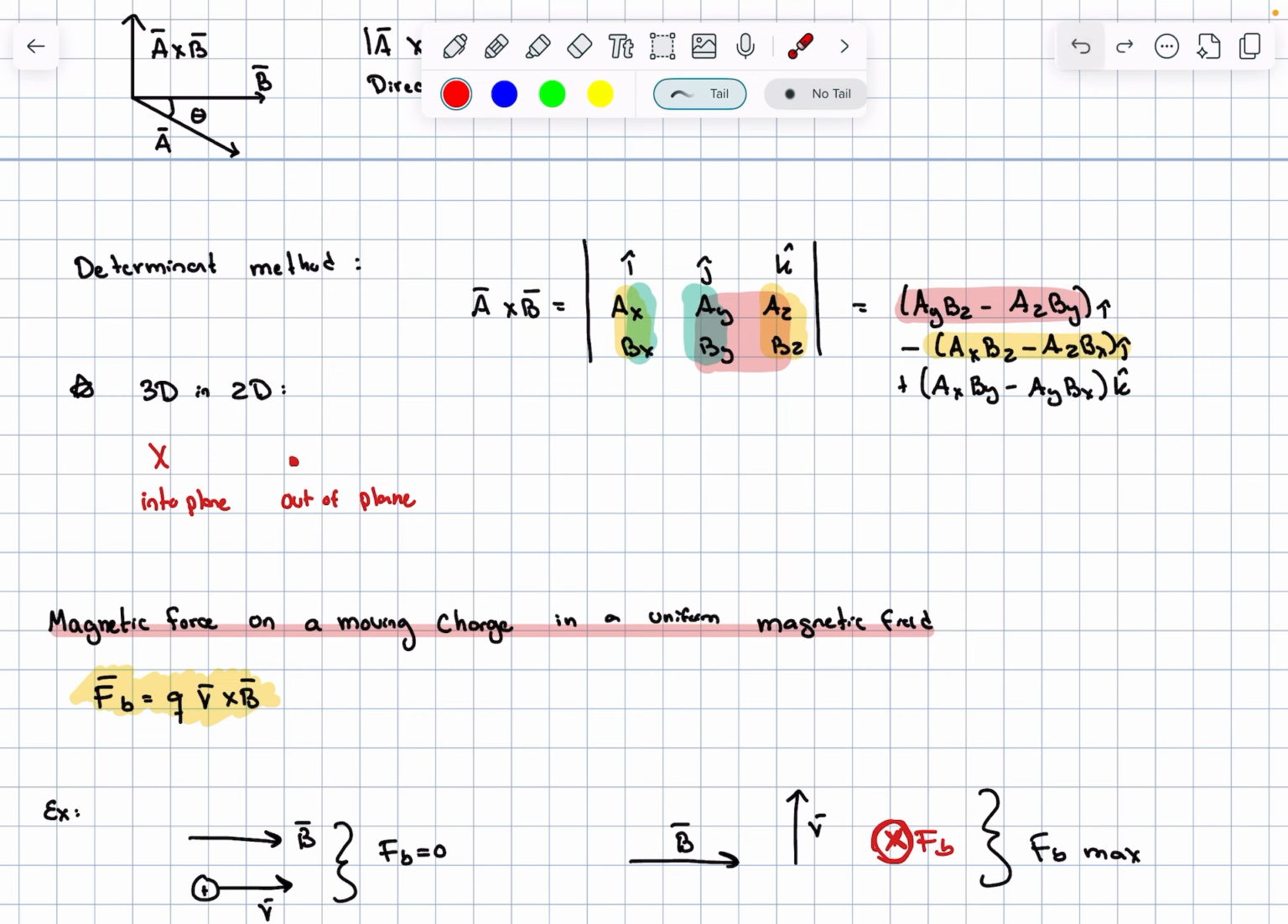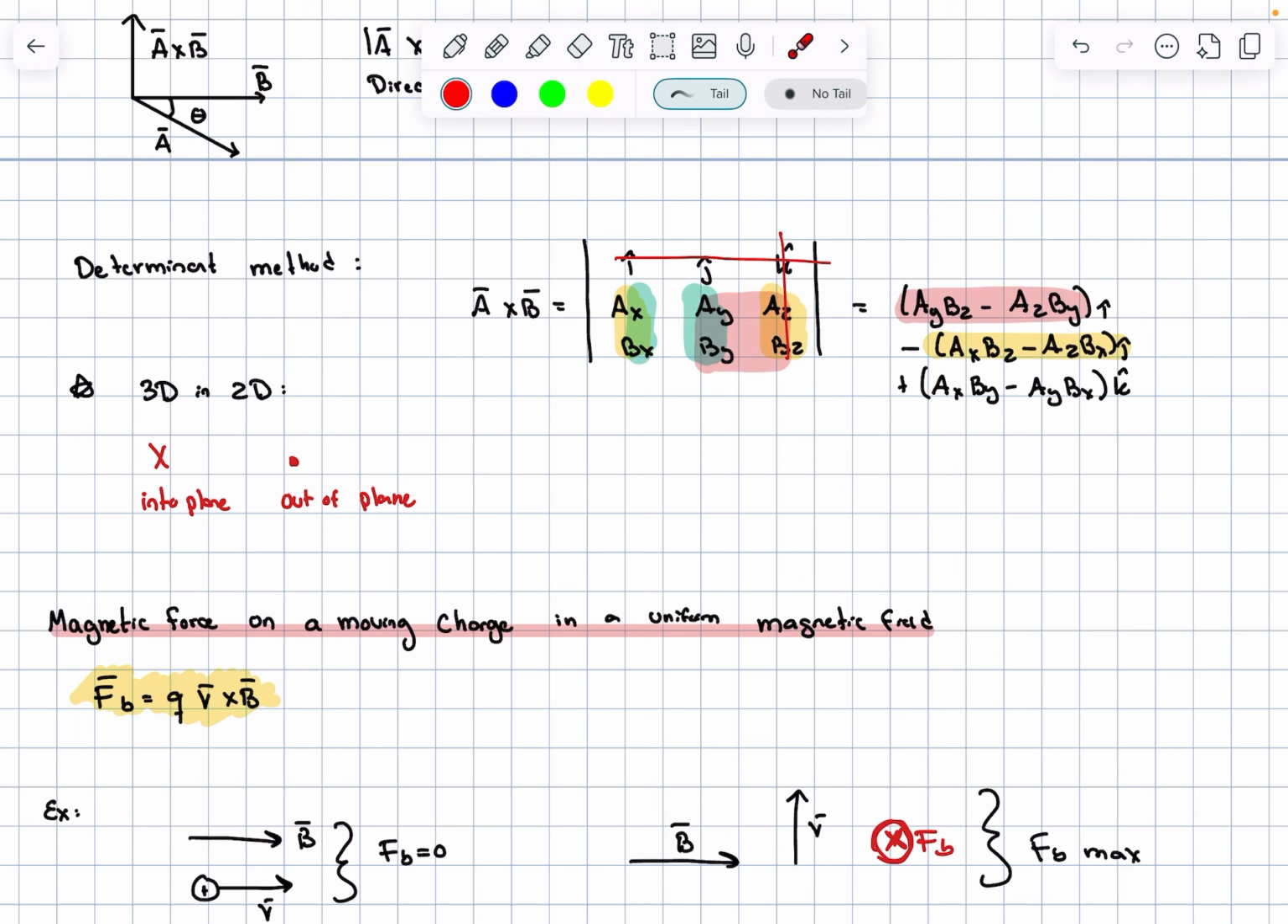Now, we're going to do J. Same thing, cross out J's row and column, like so. And then you do top left times bottom right, so AX times BZ minus AZ times BX, and you place it like this in yellow, and that is the J hat direction. Now you're going to do the exact same thing again for K. Cross out K's row and column, AX times BY, minus AY times BX, and you place it here, and that's your new vector in the K direction.